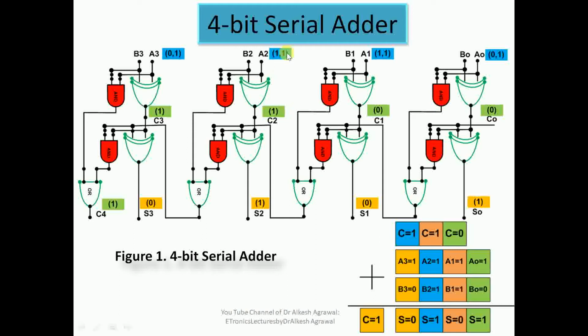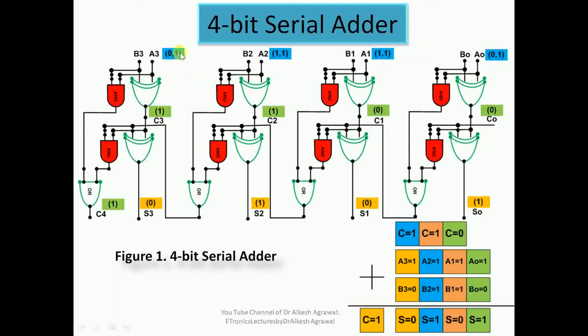So the exclusive OR value of 1 and 1 will be 1. So sum is 1, and we have the AND value of A2 and B2 is 1, or B2 and C2 is 1, and C2 and A2 is 1. So all are 1, so we have carry 1. So this carry is generated and propagated to the next stage.